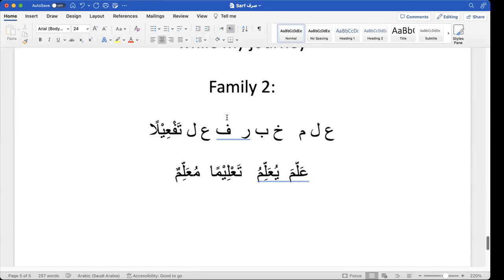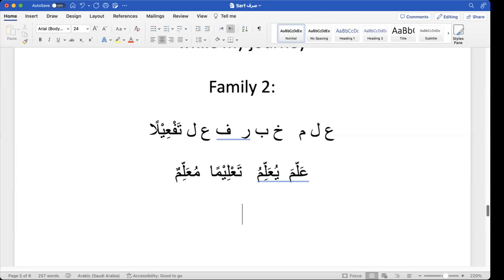The fi'l mazi of family 2 will always sound like allama, fa'ala, kabbara. You will have tajdeed on the second letter and zabar. And fi'l muzari will always be yu'allimu, yukhabbiru, yufa''ilu, yufarriqu, if I give you the root word like faraqa. Now this is the first layer of the family members of this family.